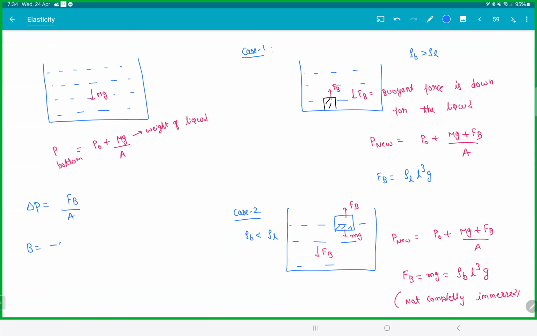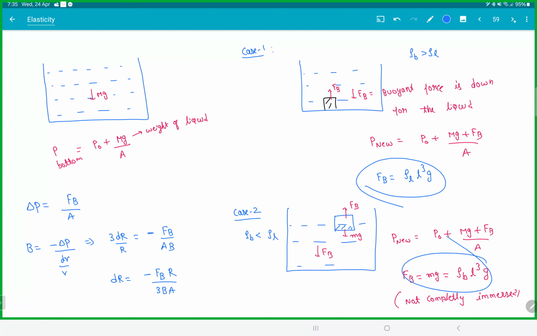So bulk modulus will be minus delta P by dV by V. This dV by V we already calculated. That term comes out to be 3 times dr by r, which is minus delta P, which is the buoyant force by area, into bulk modulus. So dr is buoyant force into radius by 3BA. You can substitute the buoyant force here, and you get different answers in both the cases.